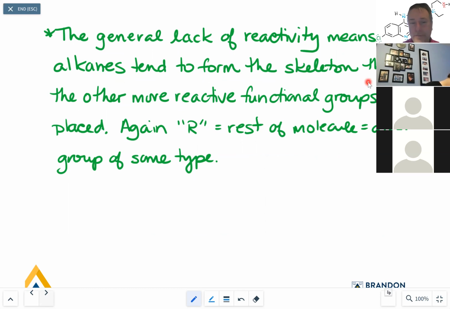So alkanes are the skeleton, and the more reactive functional groups are placed on it. I think that was the last slide. So that's basically the little introduction to alkanes. What we'll do on Tuesday, I guess we'll go over the part of it.